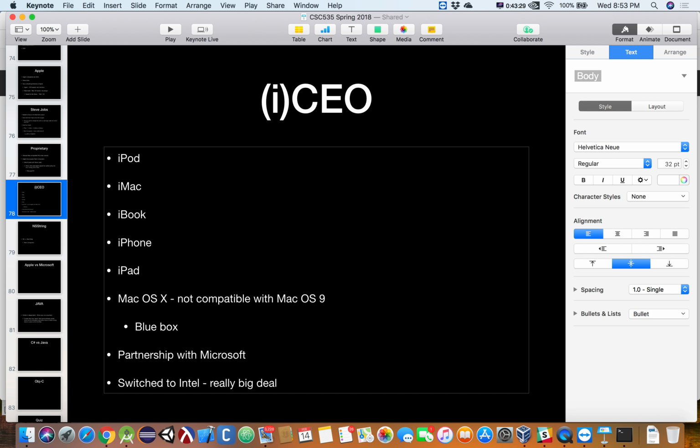Now, what's funny is, eventually the software caught up, right? Most of the software you used to use in OS 9, you can now get it on OS X, assuming you were willing to pay for it again. Everybody wants money, right?